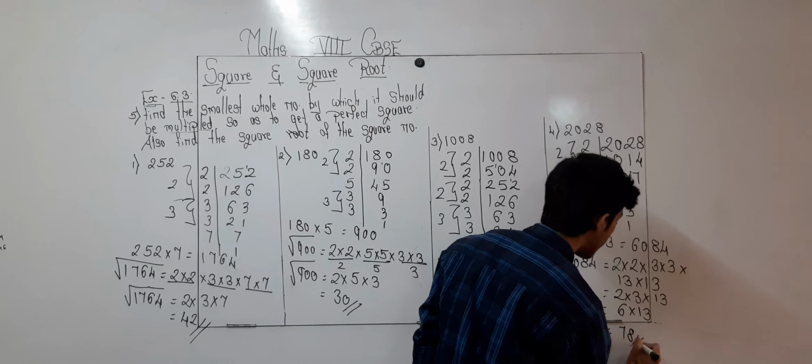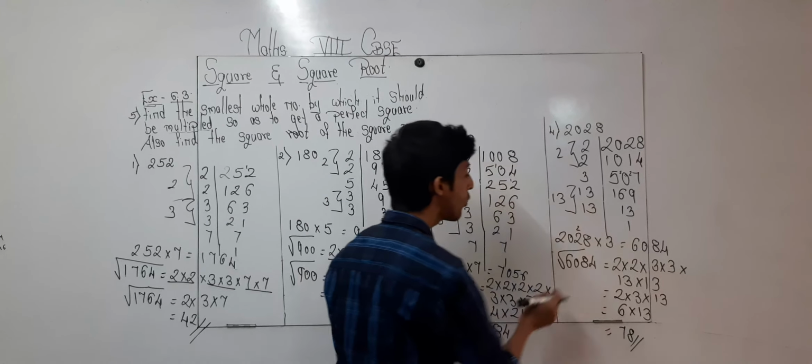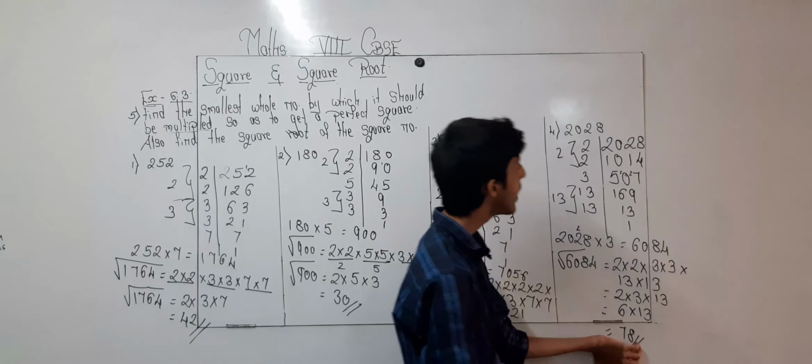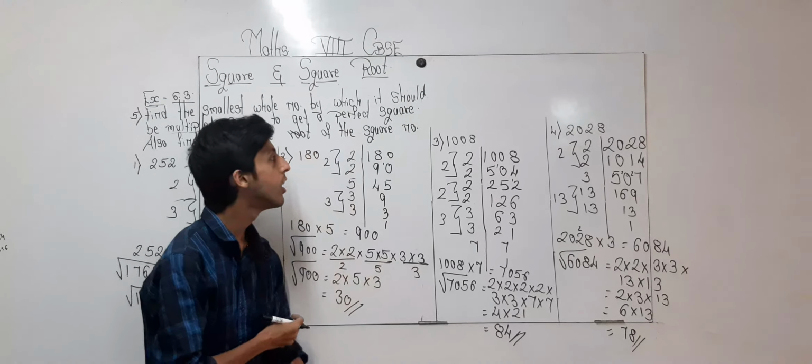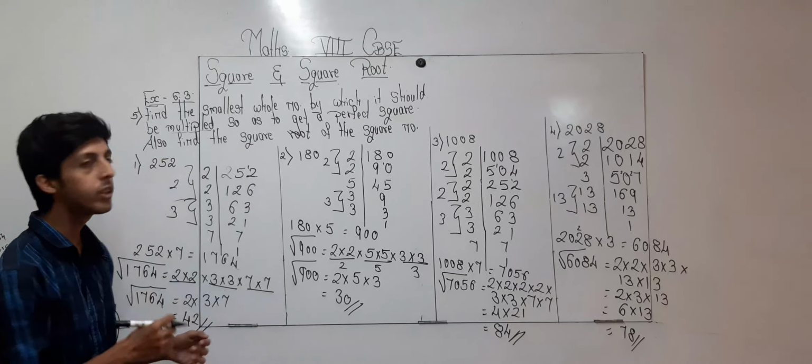78. Okay, so root of 6084 is 78. Okay, understood over here. Now we are going to do our question number 6. Okay.